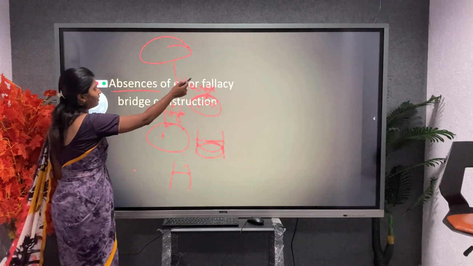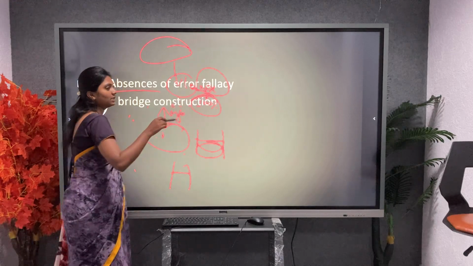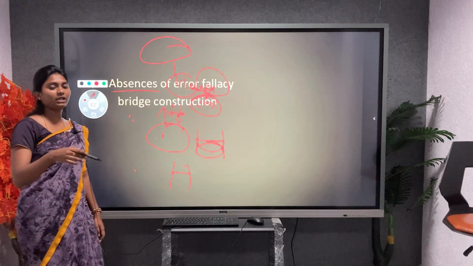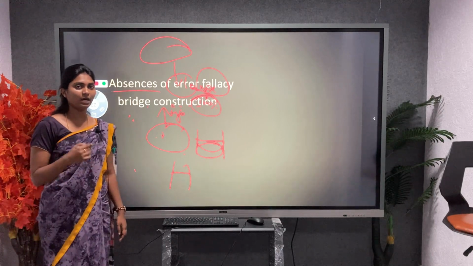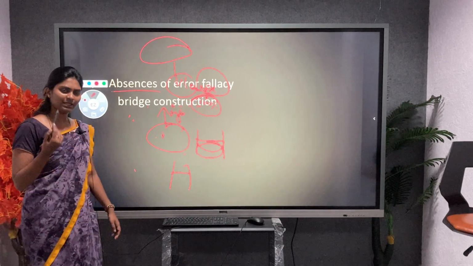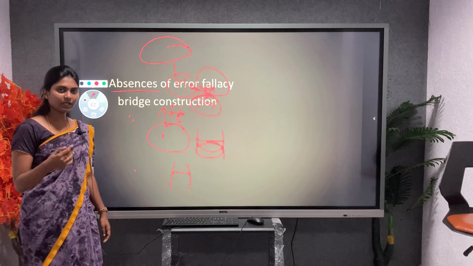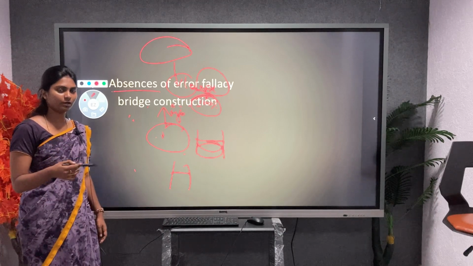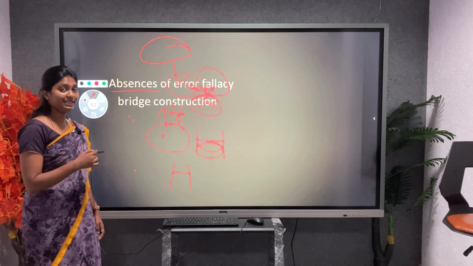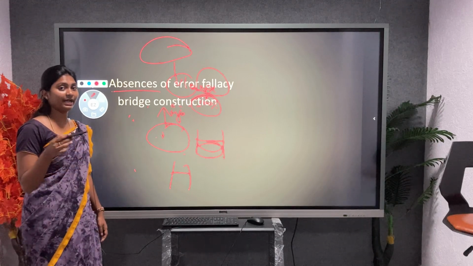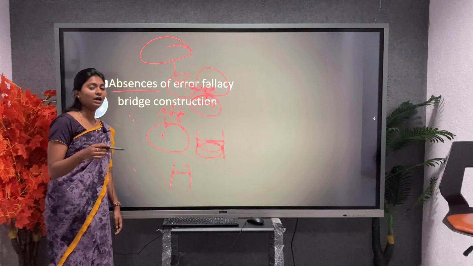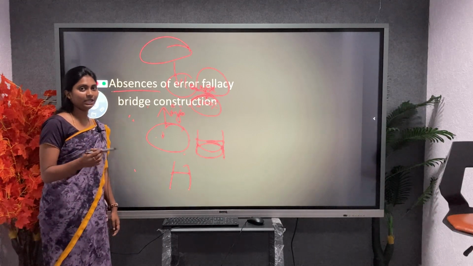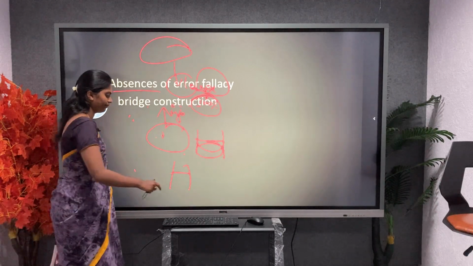So error fallacy is nothing but unwanted data, or the absence of data, given by the organization. These types of bugs we can also prevent, but this is a type of bug identified by error fallacy, which may lead to many bugs.